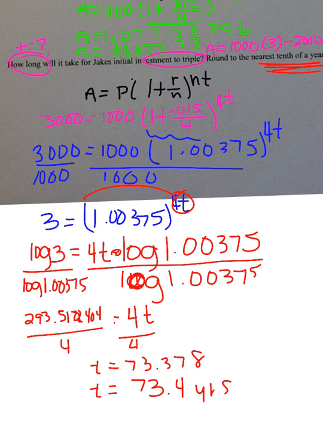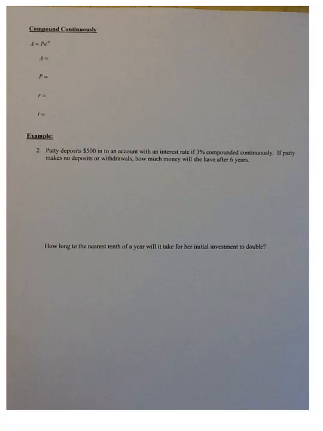Okay, so let's take a look at the back, which is the compound continuously. When they want you to compound something continuously, it will actually say compounded continuously. So there's no mistaking as to when to actually use this formula. It's A equals P e to the RT power.